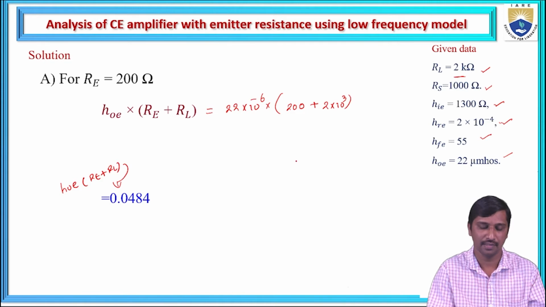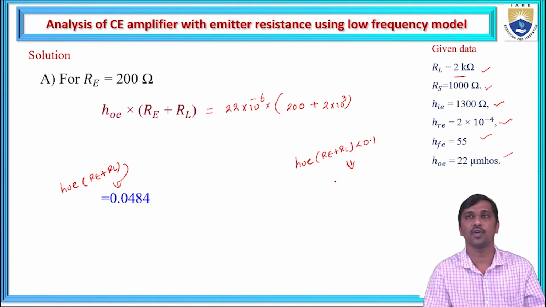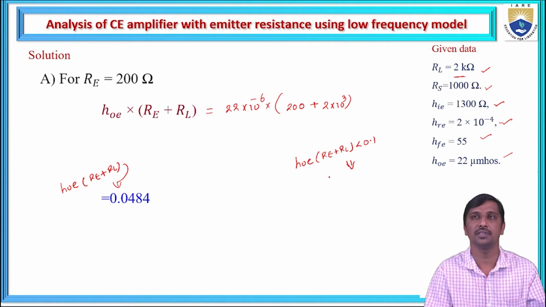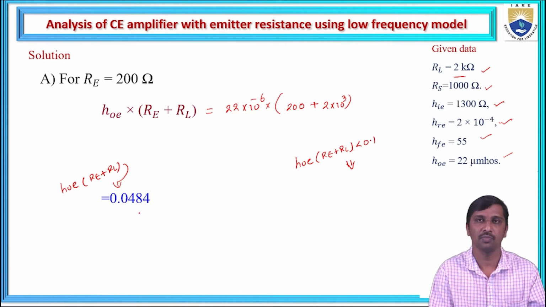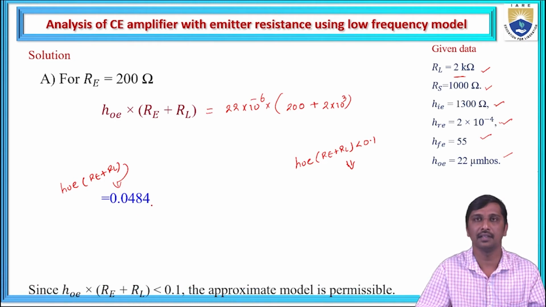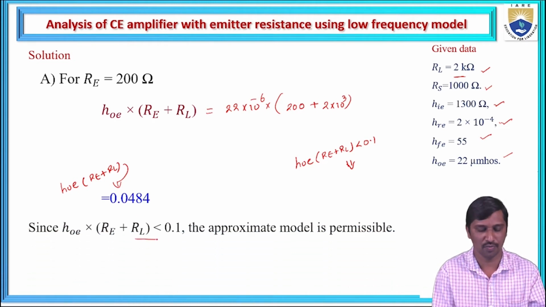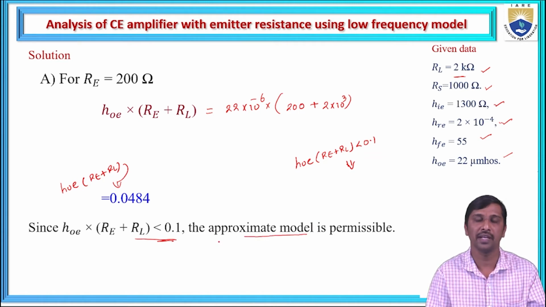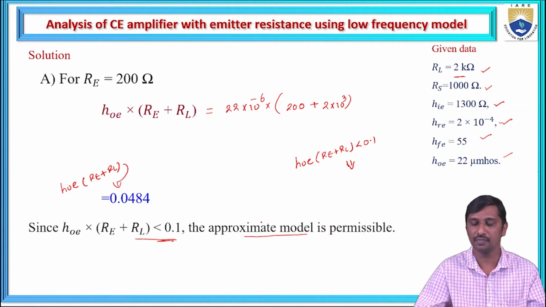Now, our condition is whenever hoe times of RE plus RL is less than 0.1, then we go for the approximate model. Otherwise, we need to choose the exact model analysis. Based on this factor, which is less than 0.1, we need to choose the approximate model. Based on this approximate model analysis, we need to determine the input impedance, output impedance, and the voltage gain as well as the current gain.